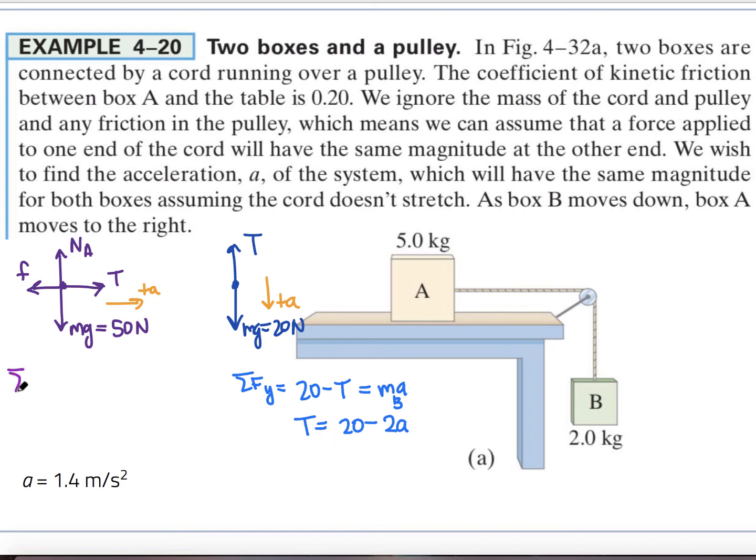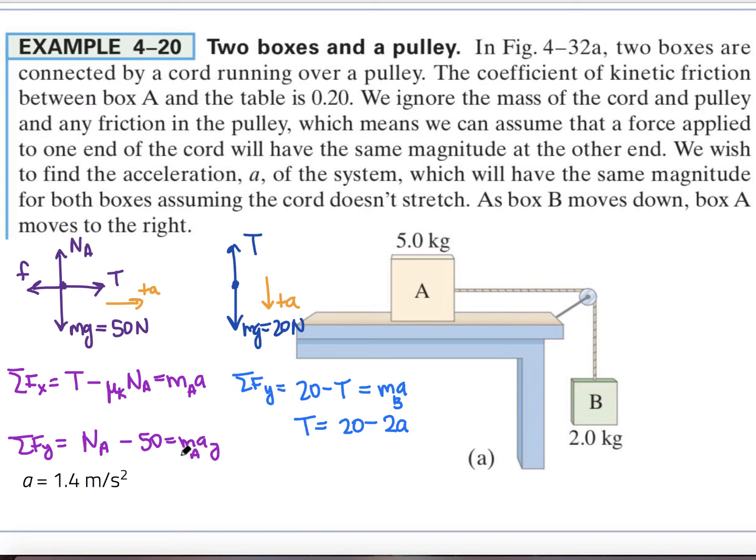Now, going back to purple, in the x direction, I am actually going to write tension minus force of friction, which I know is going to be mu_k times normal A, is equal to mass A times acceleration. So I don't necessarily know tension yet, but I do know that I'm going to need my normal force. So I'm going to go ahead and write the sum of forces in the y direction. So in the y direction, I have normal A minus 50 is equal to ma in the y.